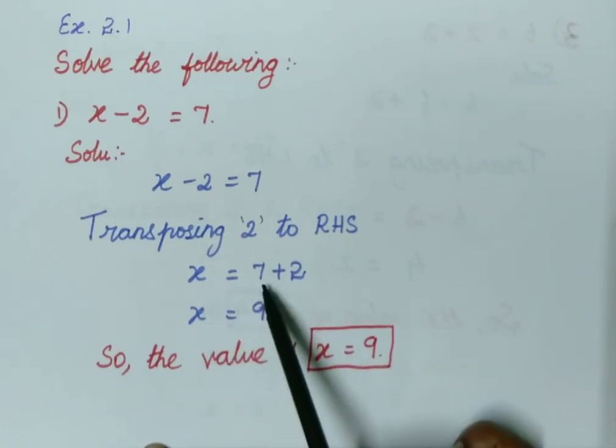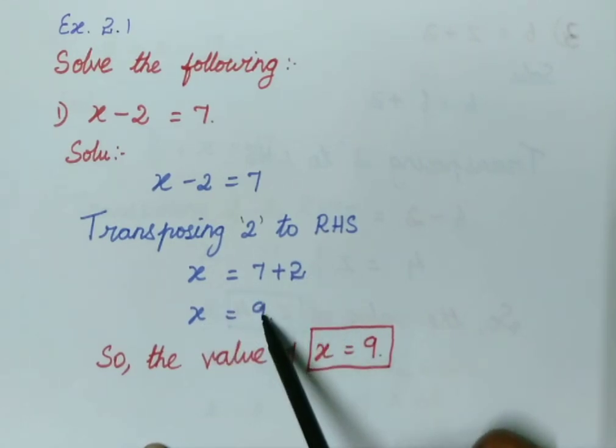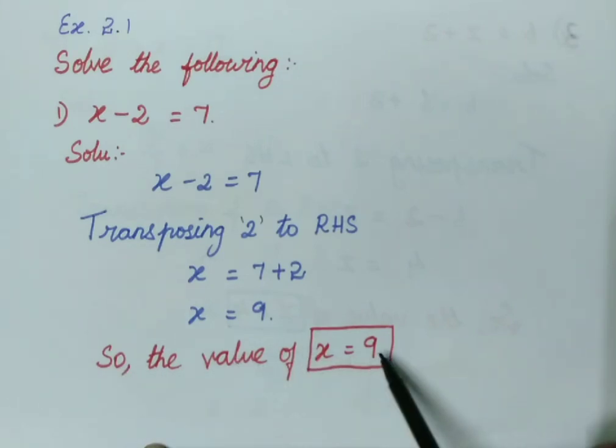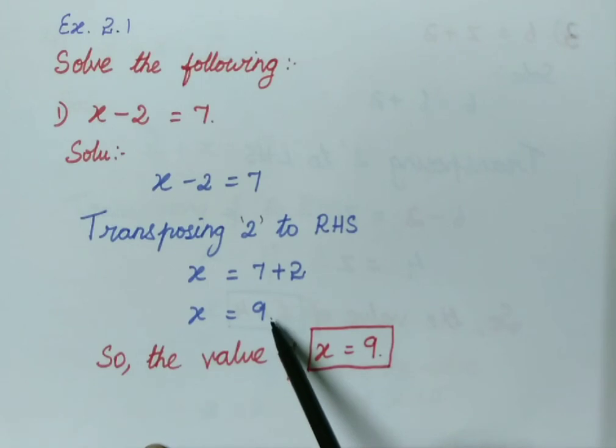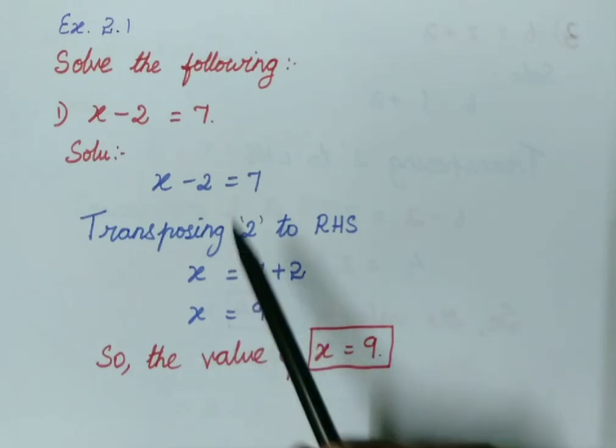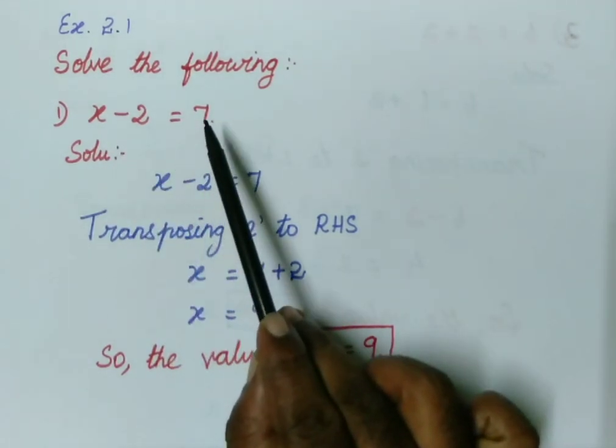So x equals 7 plus 2. So 7 plus 2 will give you 9. So the value of x equals 9. Since we found the answer, the value of x equals 9. That's it. Again I'll tell you, x minus 2 equals 7.